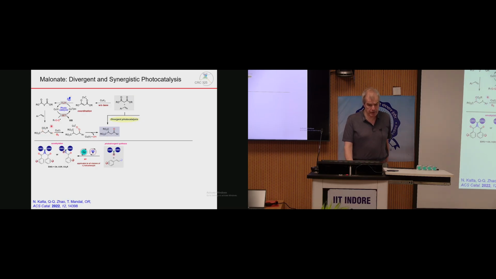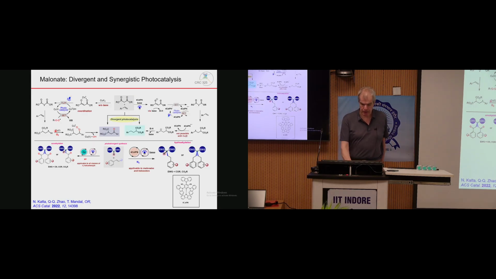So the question is, if we would have a photocatalyst which would be a better reductant. As I said, copper-1, to bring it back to copper-2, is not a very good reductant. It has a very low reduction potential. But if we would use a photocatalyst which could do the reduction more efficiently, could we change the course of the reaction? And this is exactly what we did. We used one of these organic dyes here, this 4-CzIPN, and that, in the excited state, can also oxidize it.